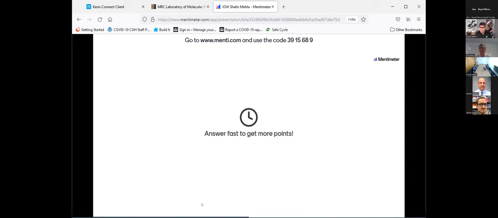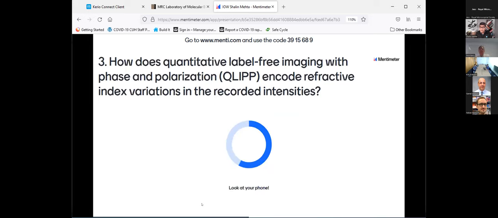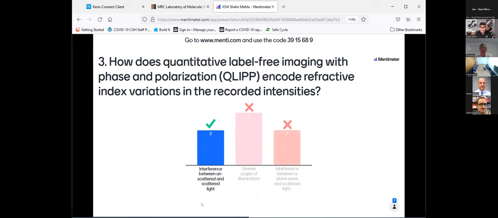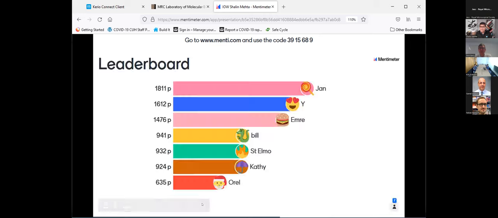And question number three is, how does quantitative label-free imaging with phase and polarization, that's QLIP, encode refractive index variations? Is it by interference between unscattered and scattered light, diverse angles of illumination, or interference between a plane wave and scattered light? Now, I've definitely heard the answer to that question during the talk. Yeah, it is interference between unscattered and scattered. Let's see. We've got that.